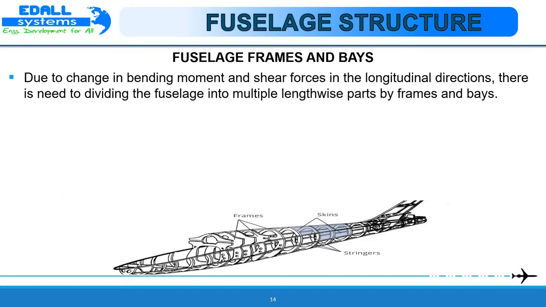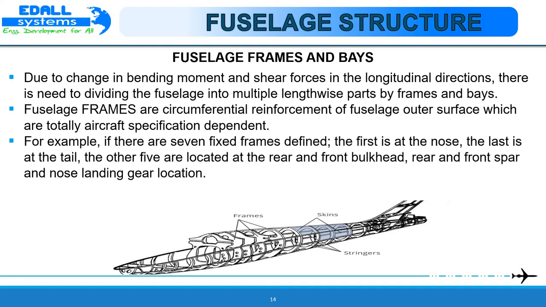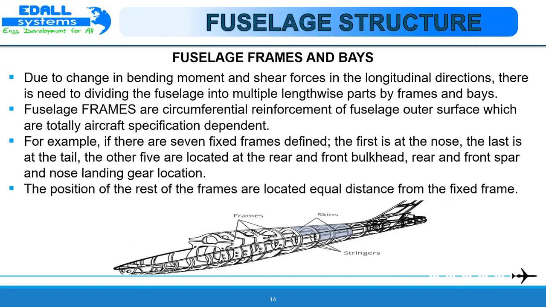Due to change in bending moment and shear force in the longitudinal directions, there is a need to divide the fuselage into multiple lengthwise parts by frames and bays. Fuselage frames are circular reinforcement of the fuselage outer surface which are totally aircraft specification dependent. For example, if there are 7 fixed frames defined, the first is at the nose and the last is at the tail. The other 5 are located at the rear and front bulkhead, rear and front spar and nose landing gear location. The position of the rest of the frames are located at equal distance from the fixed frames.